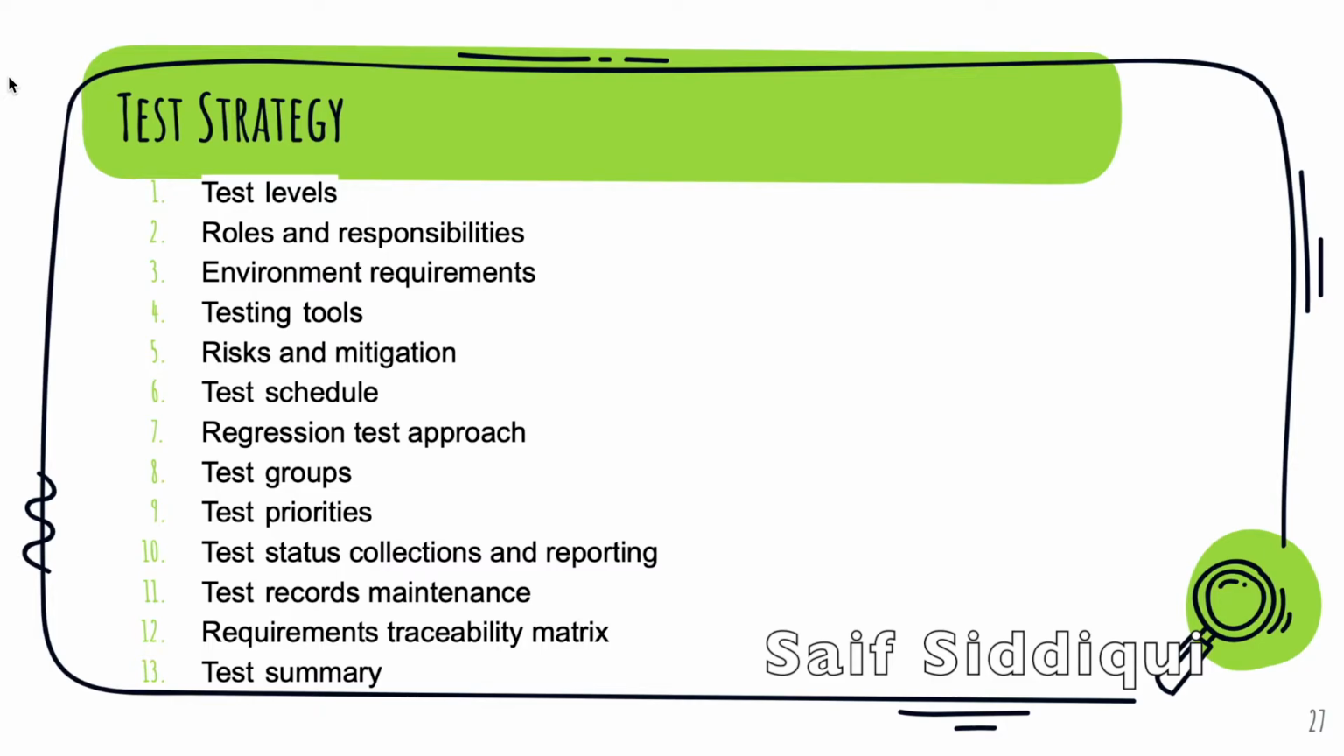Then there is test record maintenance. We are going to record all the previous status and the coming status we are going to maintain in the test record. Then the requirement traceability matrix. Basically, against each requirement there are n number of test cases. For example, it is a login requirement, and for login we will have some test cases. In simple words, the requirement traceability matrix is a scenario which has some test cases attached to it. So one scenario will have different test cases.